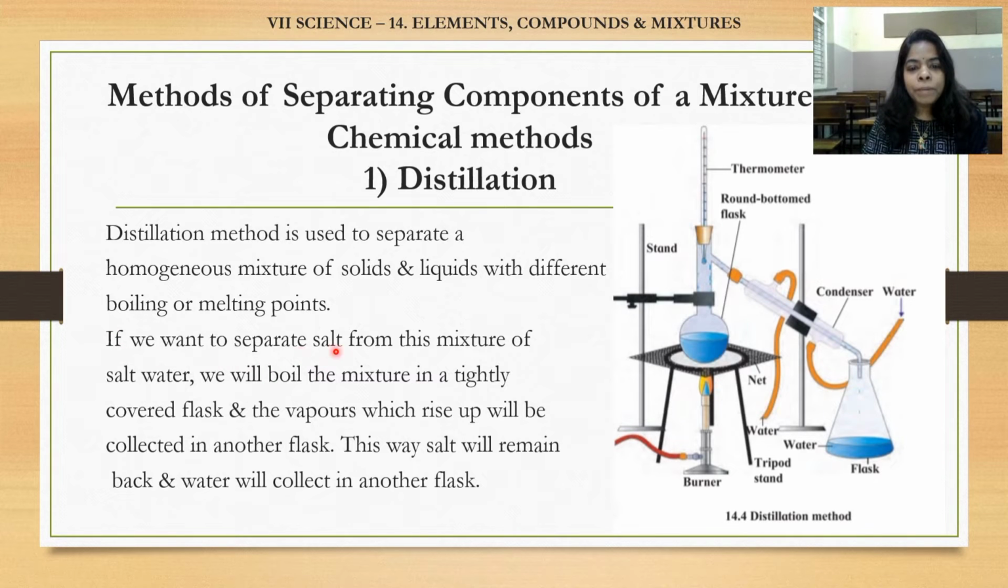If we want to separate salt from this mixture of salt water, we will boil the mixture in a tightly covered flask and the vapors which will rise up will be collected in another flask. This way, salt will remain back and water will collect in another flask. So what is going to happen? We are covering this very tightly. The vapors should not escape. And then we are placing a thermometer to keep a check of the temperature. And we are boiling this liquid.